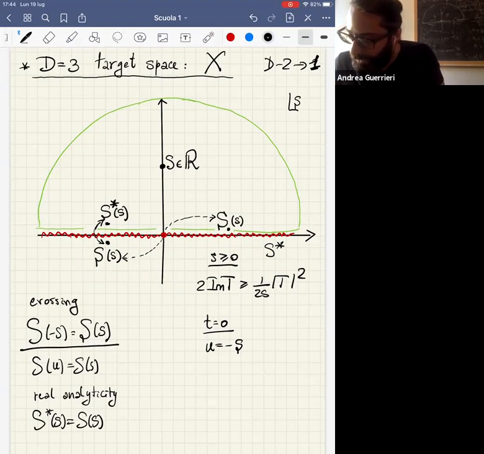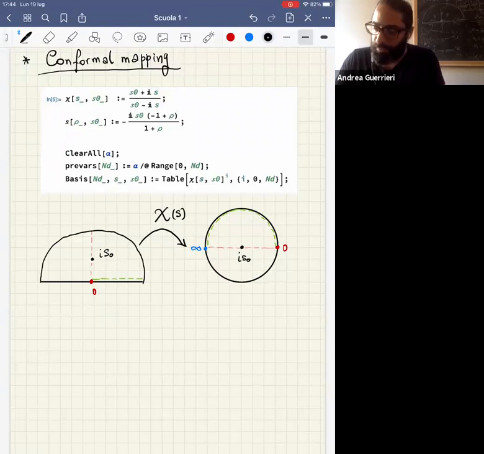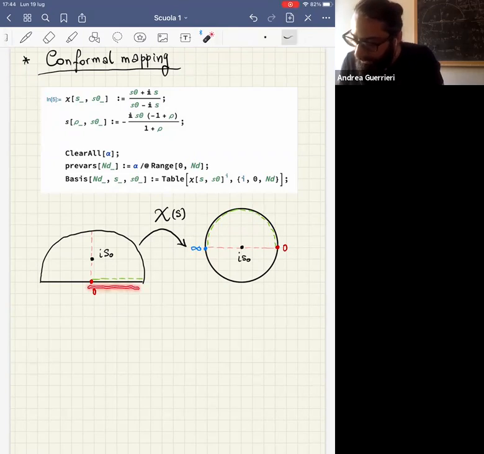Now, to do the numerics, it's convenient to map the upper half plane to the unit disk. This can be done by a simple, I think it's called Cayley transformation of this kind. We use this map, chi, to map, for instance, an arbitrary point along the imaginary axis to the center of the unit disk. Then the right-hand cut will be mapped to the upper part of the unit disk, and this other cut to the lower.